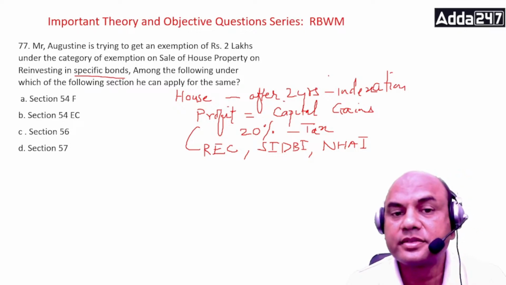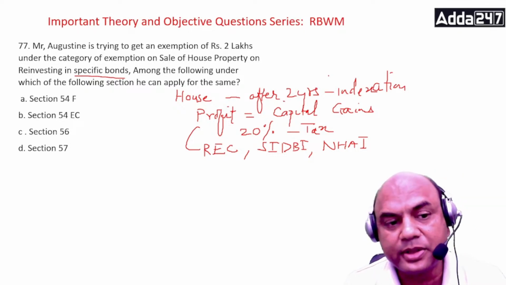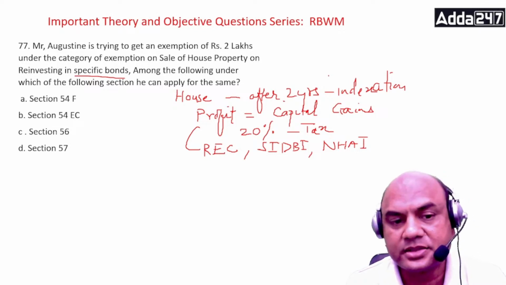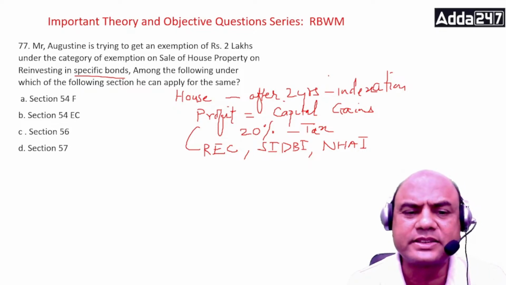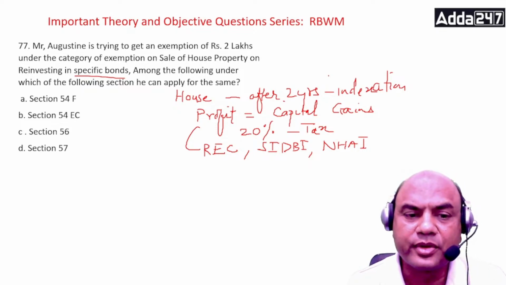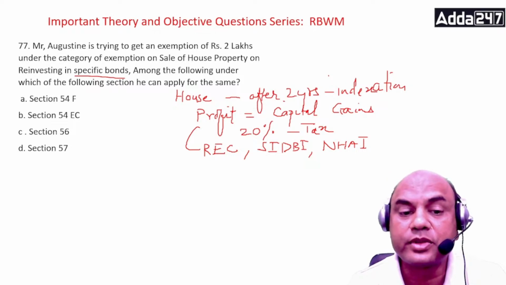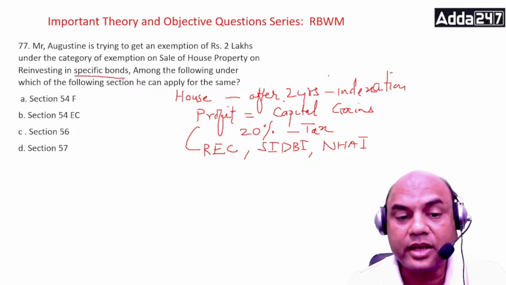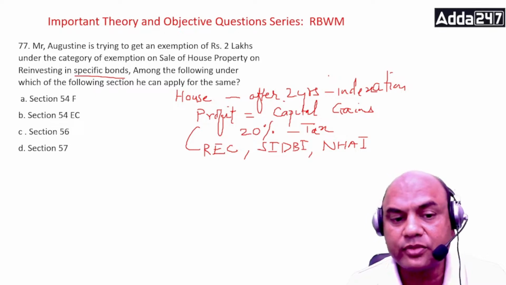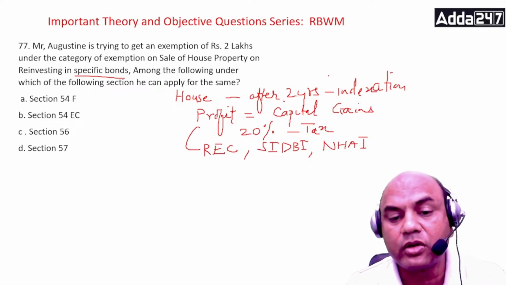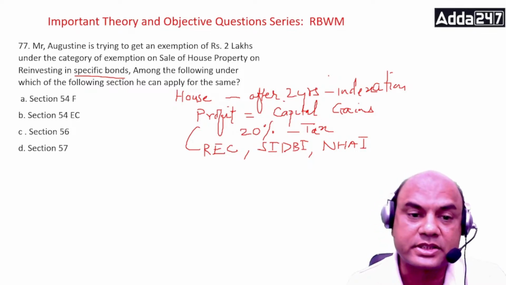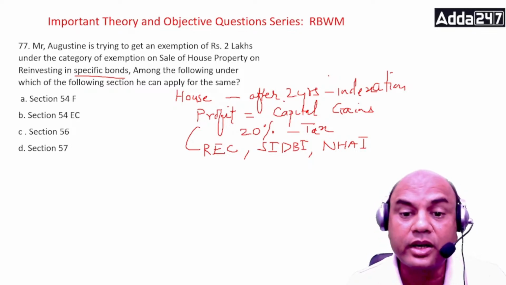The answer is, okay, let me first explain all these sections. Okay, 54F, that is for capital gains on the sale of any asset other than housing property. Okay, so 54F is for any asset other than housing property. Okay, 54EC, exemption on sale of housing property on reinvesting in specific bond sections. So this is for EC.